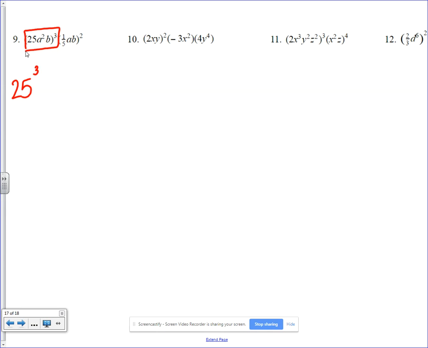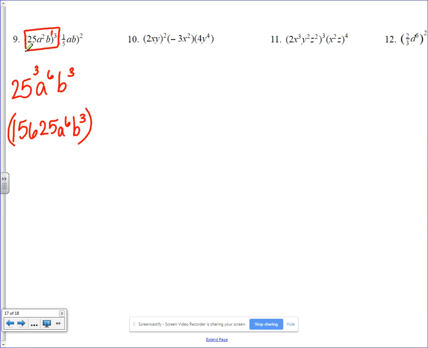Then what are you going to do with your a's? This a squared with that 3 on the outside. Nope. What are you going to do? When you have an outside power, what are you going to do with the exponents? Multiply them, so that'll be a to the what? Okay, and then that b has a 1 on it, so if you multiply there, you get b to the... Wonderful. Now, this is going to be a really big number, but what is 25 to the third power? 625? And then we drop down the a to the 6, b to the third.